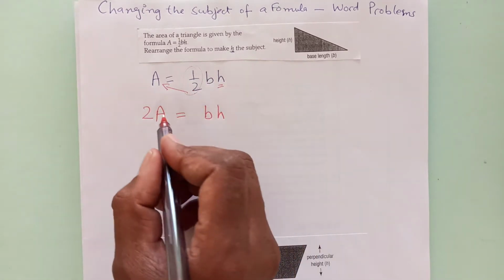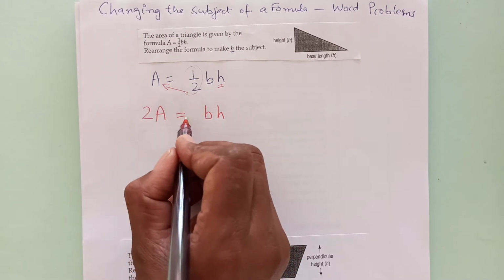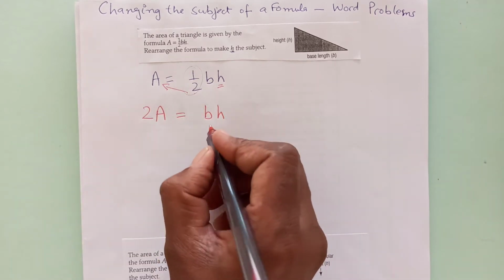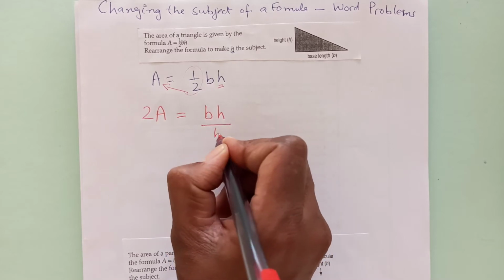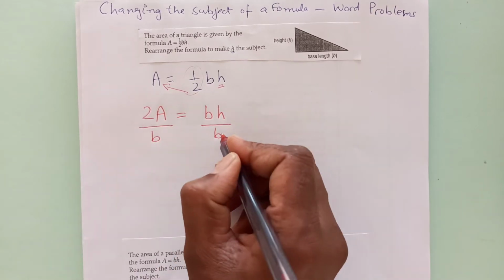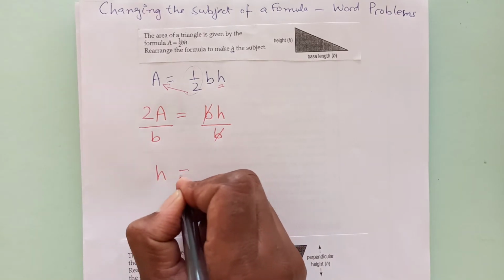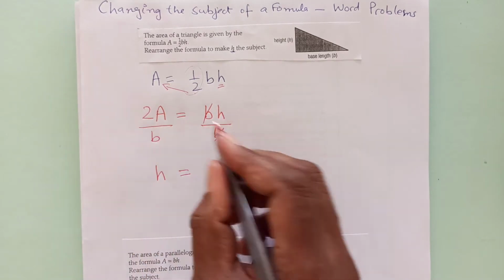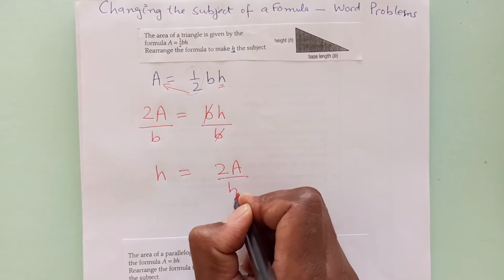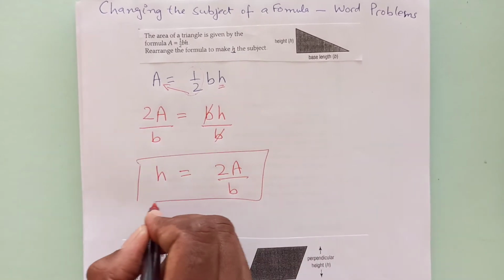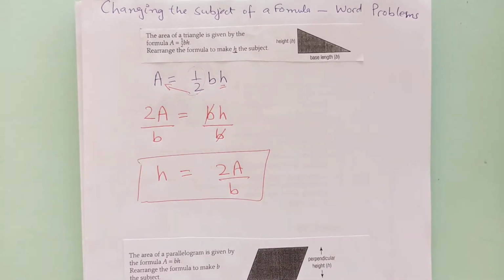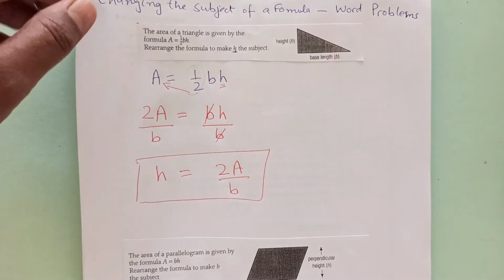So this is 2A equals BH. Now we need H only. So divide by B, divide by B. So this is gone. So in simple terms you can write H equals 2A over B. So we are going to follow the same steps one by one slowly, to avoid mistakes.